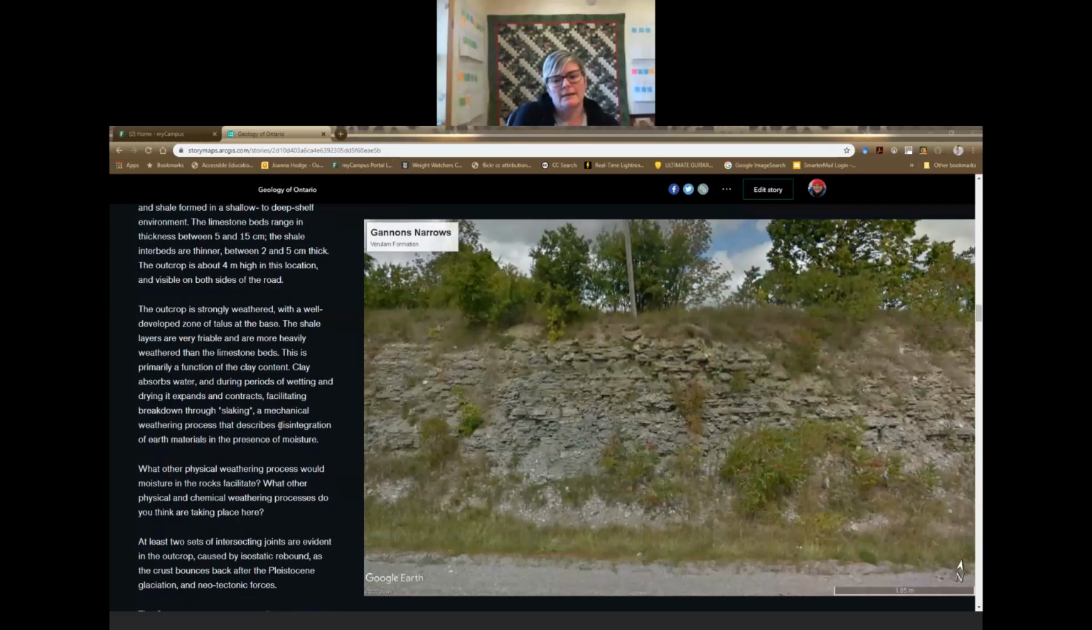So what we're looking at is a fairly strongly weathered outcrop that has a nicely developed zone of talus at the base. So talus is material that has weathered off the slope and accumulated as a set of loose material at the base of the slope. These shale layers, which are a little difficult to see in here, are extremely friable. So that means that they break down very easily. If we were at the outcrop, we could pick up a chunk of it and we could essentially break the shale layers apart. This is because they contain a lot of clay.